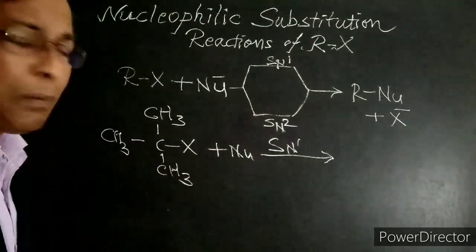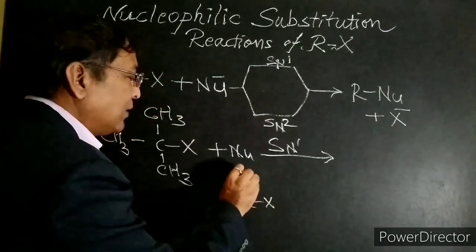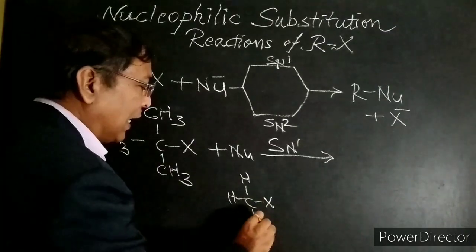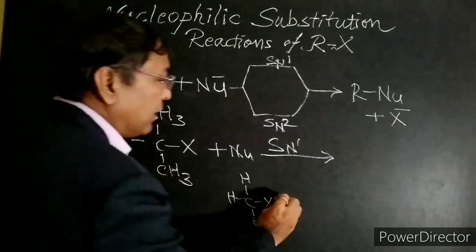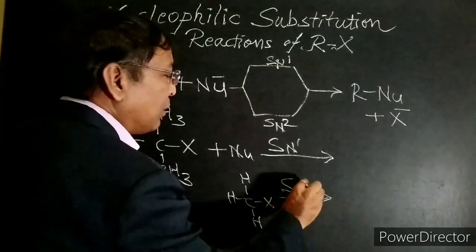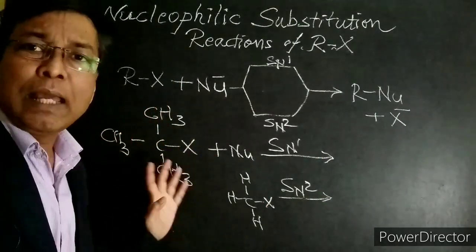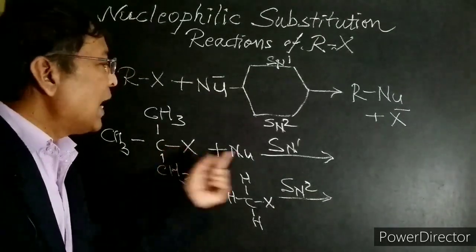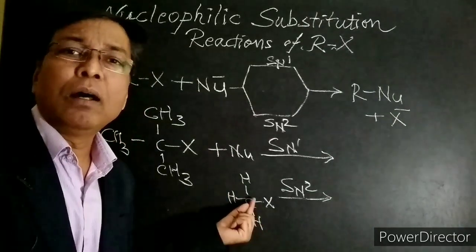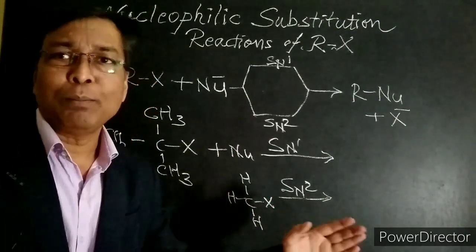the SN1 reaction mechanism path. When the halogen bonded carbon atom has small groups like hydrogen, as in the case of methyl halide, then the nucleophile will follow the SN2 reaction mechanism path. How to remember: when bulky groups are present, the nucleophile will follow the SN1 reaction mechanism path, and when small groups are present on the carbon, the nucleophile will proceed through the SN2 reaction mechanism path.